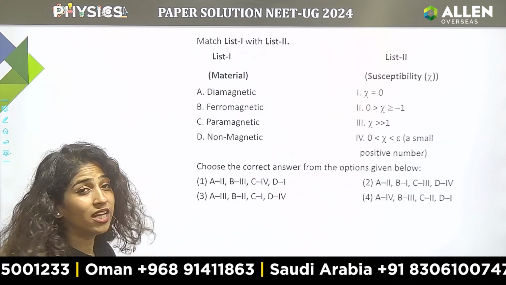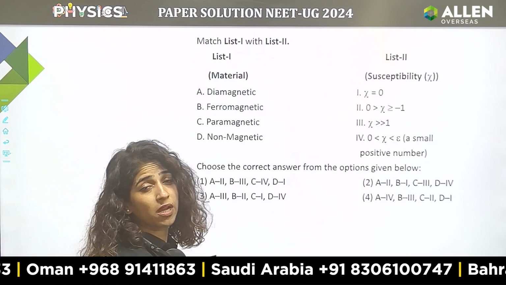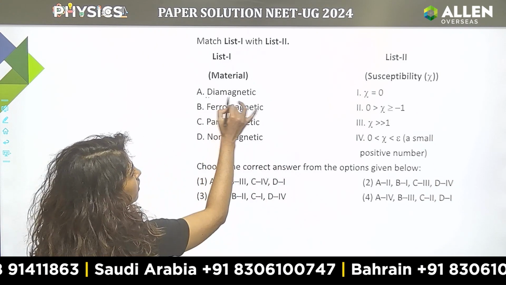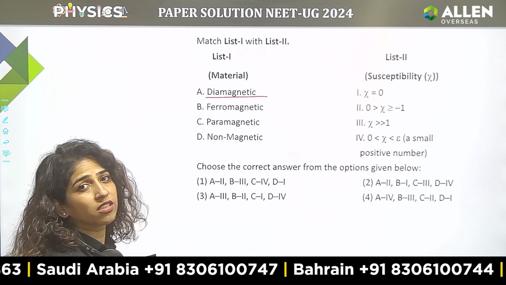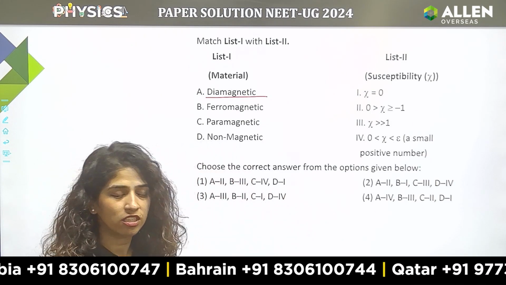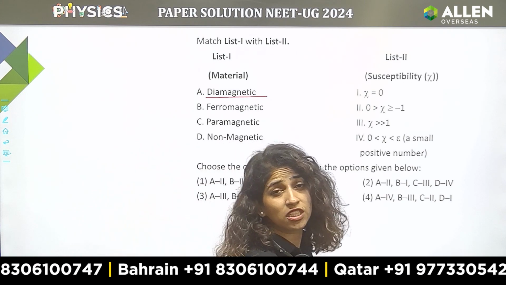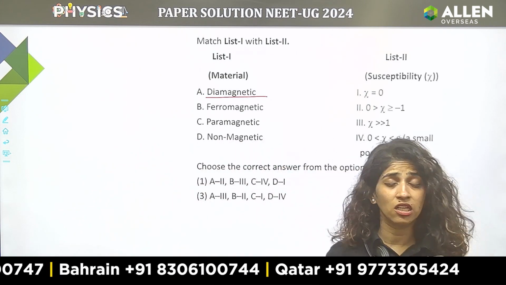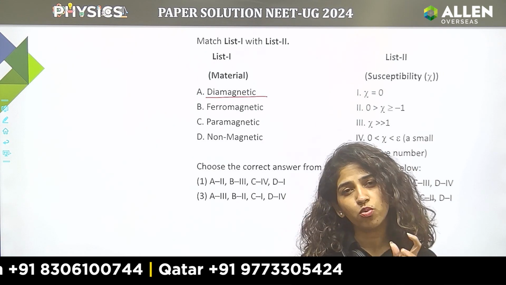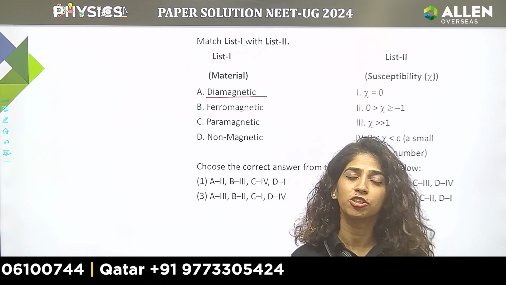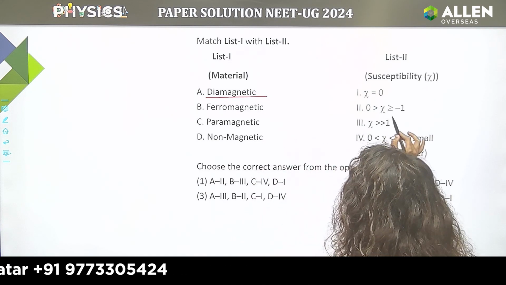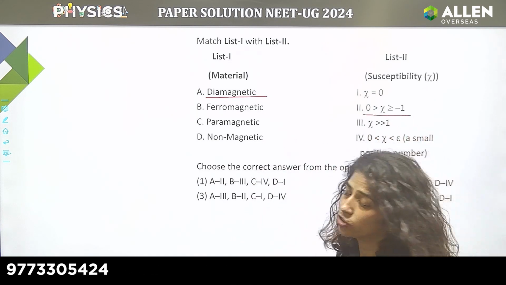Let's go ahead. Next question is from the topic magnetic material. Diamagnetic material, when we look at diamagnetic material, what would be its susceptibility? Since diamagnetic material weakly repel, the susceptibility, if it is repelling, should be negative. Since it's weak, susceptibility has to be very small. So we know susceptibility of diamagnetic material is negative and it's going to be very small.